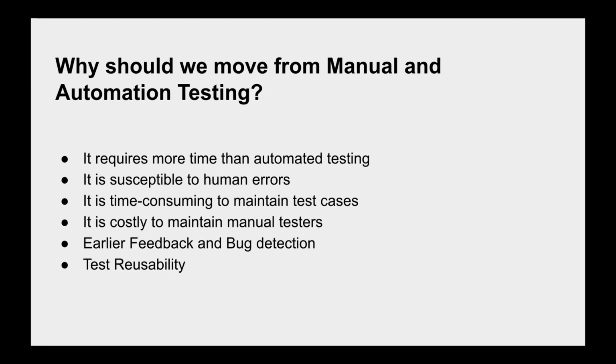Assume for this week we have tested 500 test cases. For the next week we have tested 500 test cases. For the third week, if we test again, it's natural, it's human mentality, to miss something somewhere, right? So we are prone to errors.